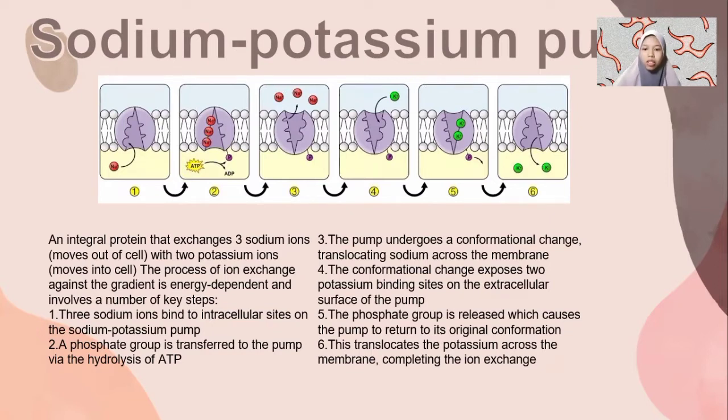The conformational change exposes 2 potassium binding sites on the extracellular surface of the pump. Then, the phosphate group is released, which causes the pump to return to its original conformation. This translocates the potassium across the membrane, completing the ion exchange.